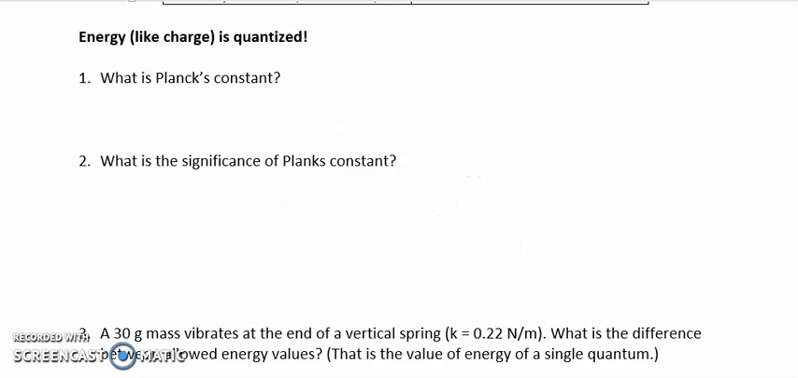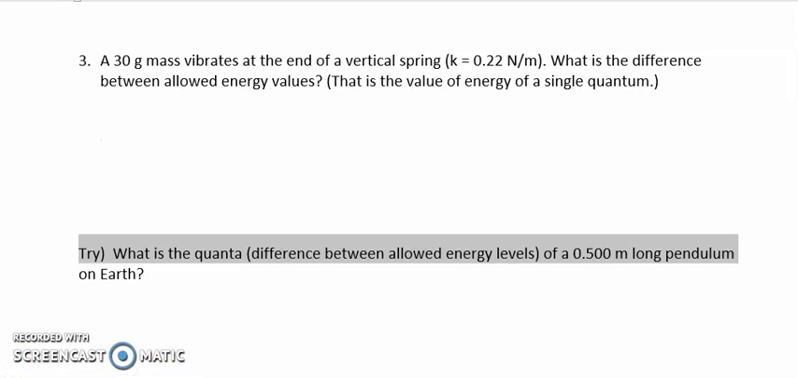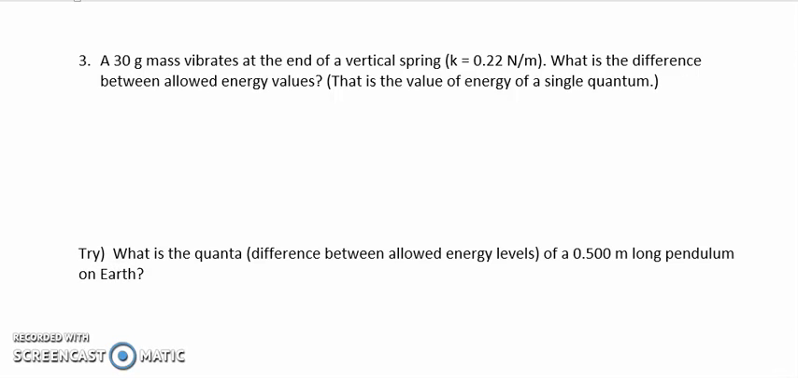Now, if we take a look here at our first example. Okay, a 30-gram mass vibrates at the end of a vertical spring. We've been given the spring constant here. Now 30 grams, that's a mass of 0.030 kilograms. Remember, you're dividing by 1,000.